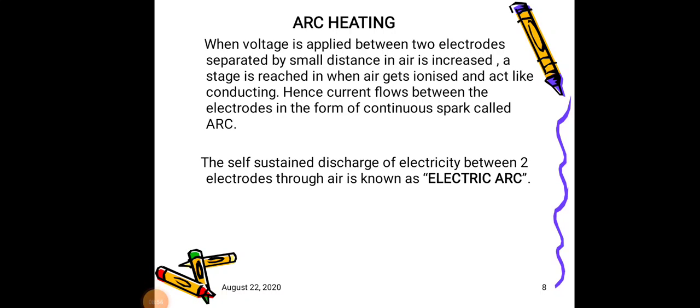Now the next topic is arc heating. When voltage is applied between two electrodes separated by a small distance and the voltage is increased, a stage comes at which the air gap between the electrodes gets ionized and acts like a conductor. Hence current flows between the electrodes in the form of a continuous spark called an arc.